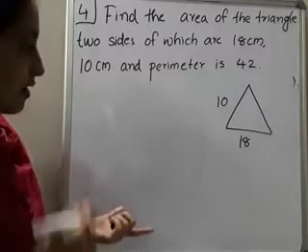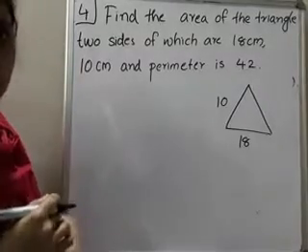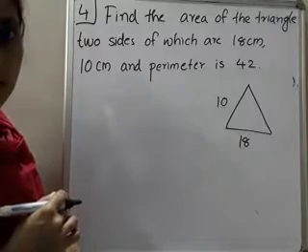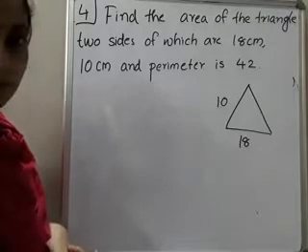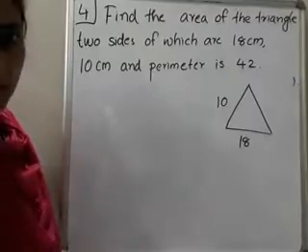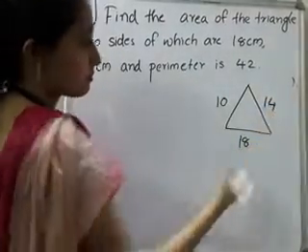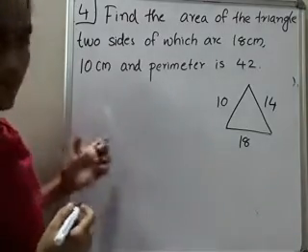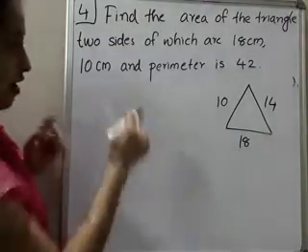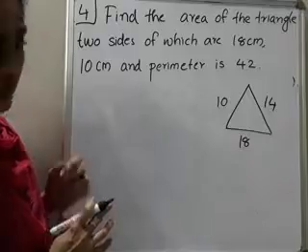from 42. Okay. So what is the answer? What is the third side? Please add and find out the third side. What is the third side? Adding is 28. So 42 minus 28 is 14. Okay. I will not write on the board. You have to do it by yourself. Only the measurements I will write here. Okay. So what is A?